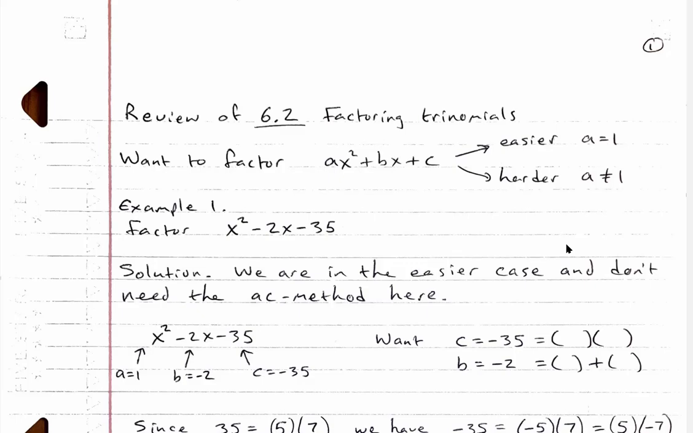Okay, we're factoring. So let's first review factoring trinomials, section 6.2. So trinomials, right? Three terms, and there's two cases. The easier case is when the coefficient of x squared is 1. So just x squared. And it's a bit harder when a is 2 or 3 or any other number. Then we need the AC method.